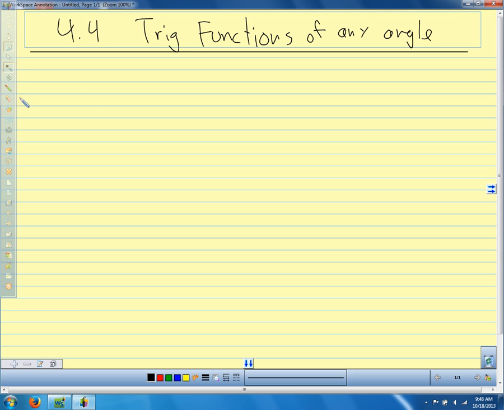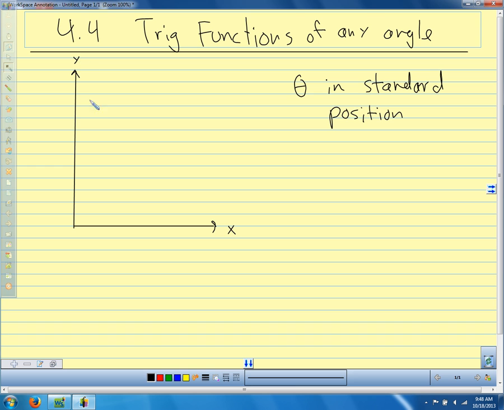So what we're going to do is we'll draw a set of coordinate axes. And we're going to say our angle is in standard position. So I'm going to say theta in standard position. So our initial side is the x-axis, and our terminal side is just somewhere out here. I'll draw my angle in red. And I'm just drawing it in the first quadrant just to make my drawing a little easier, but our angle doesn't have to be in the first quadrant. So there's theta.